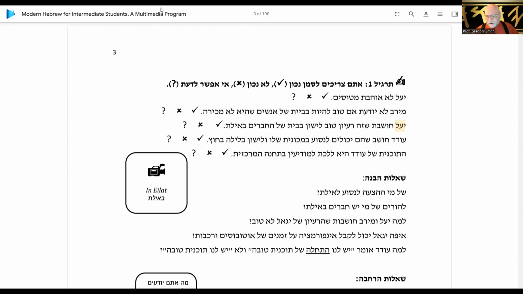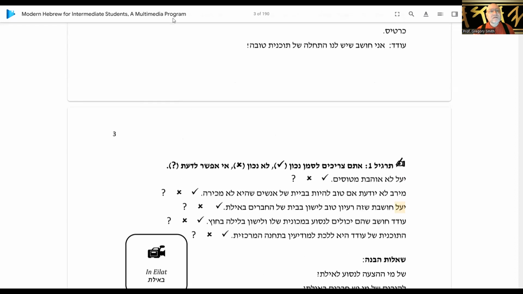Okay, folks, we're going to try to do a little more study out of this Raizen modern Hebrew text. This is a little more advanced than I am typically used to working with, but I have been working with it, becoming familiar with it. Last time we left off on this Targila Echat, exercise 1. They want us to read these sentences and mark each as nachon, which is correct, lo nachon, not correct, or I efsher leda'at, which means impossible to know.